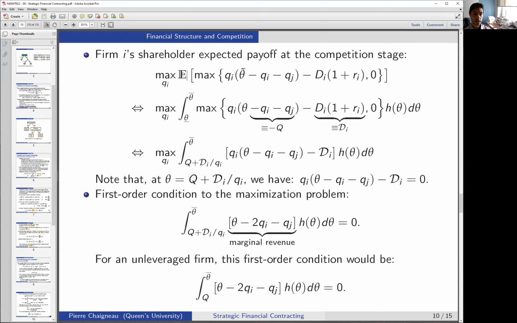And here we take expectations. We take expectations over all possible realizations of theta, which is not known when you choose output. And you're going to maximize this objective function by choosing output, QI. Okay, so now I'm just going to rewrite this expression by taking the expectation over all possible values of theta. So this is an integral with the PDF of theta right here. And because this is a uniform distribution, this PDF here is going to be a constant.